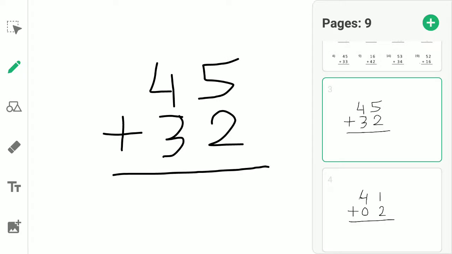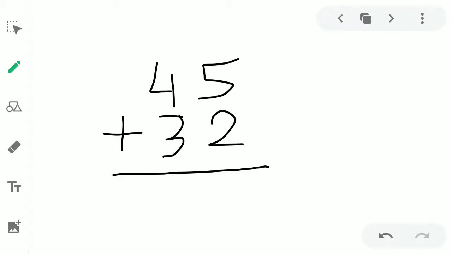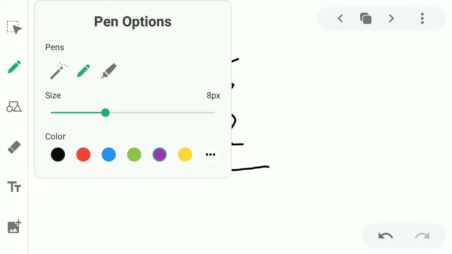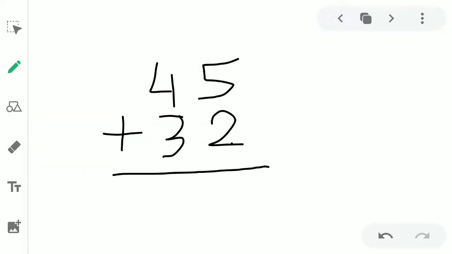Here we have a sum. You look at the sum. Here we have numbers 5, 2, 4 and 3. First of all, let us write tens and ones over the numbers. So here we will write tens, and here we are going to write ones. Now we are going to start with the addition.